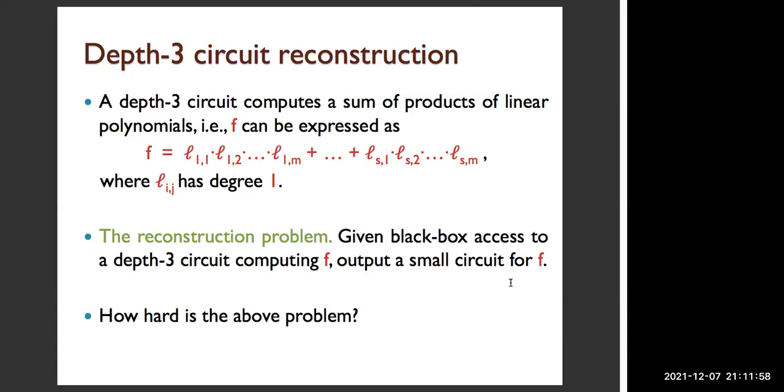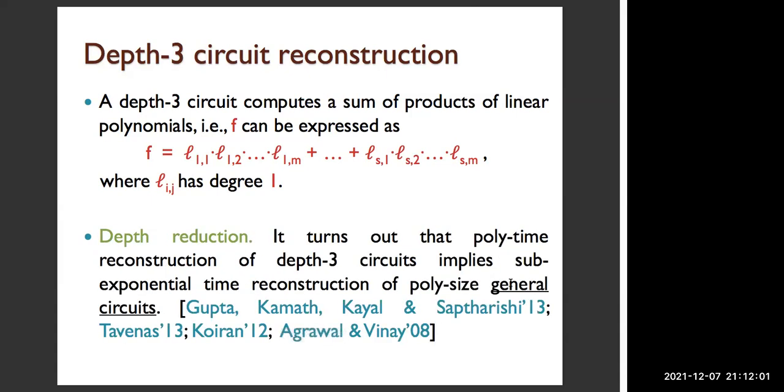How hard is learning depth 3 circuits? There are some indications that suggest it might be a hard problem, especially solving it in polynomial time, right? And that's because of depth reduction results to depth 3, where from a general circuit you squash it and make it a depth 3 circuit, and the size does not blow up. So if you learn depth 3 circuits in polynomial time, then that would imply sub-exponential time reconstruction or learning for polynomial size general circuits.